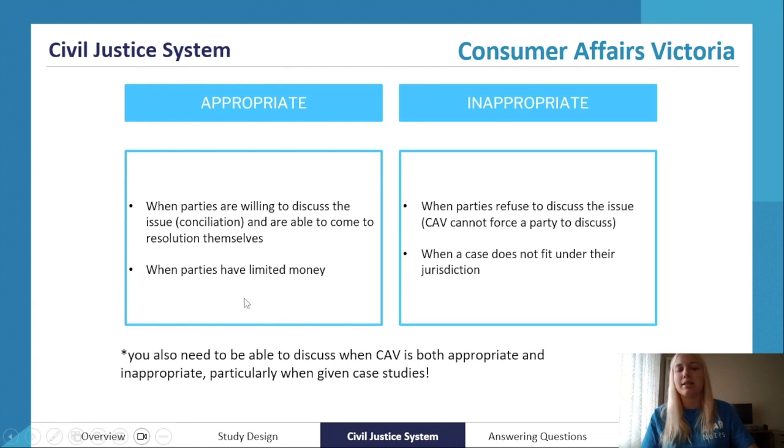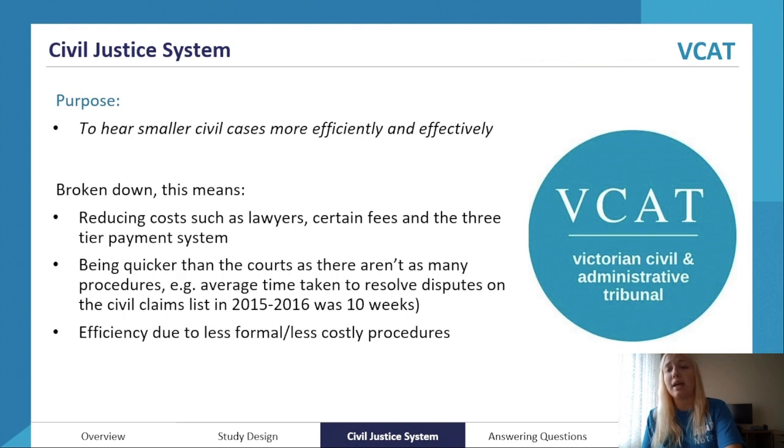When's it appropriate? When parties have limited money. Why? Because CAV is free. So why not try to pursue a free avenue first before you do something else? If they're willing to discuss the issue and able to come to the resolution themselves, so there needs to be cooperation between the parties. Alternatively, when parties refuse to discuss the issue, CAV cannot force this to occur. When parties refuse to show up to conciliation, again, CAV cannot force it. And importantly, if a case does not fit under their jurisdiction, it must be initiated by a tenant or a consumer. So that's very, very narrow.